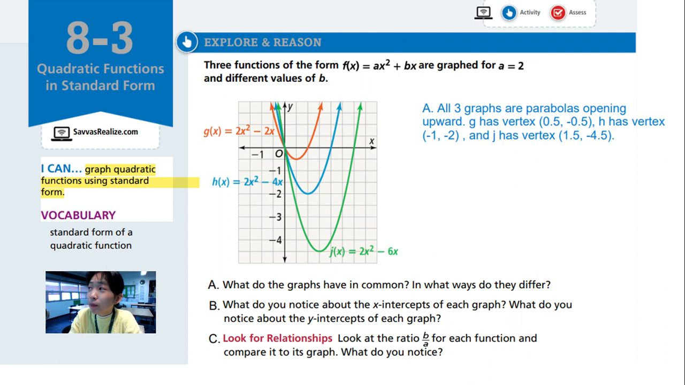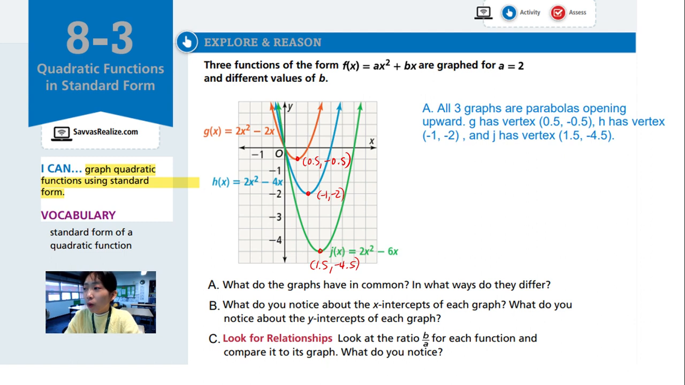All three graphs are parabolas opening upward. G has vertex of 0.5, comma, -0.5. Let's write that down again. And H has vertex of 1, comma, -2, and J, the green graph, has vertex of 1.5, comma, -4.5. Okay, so these are the different things.